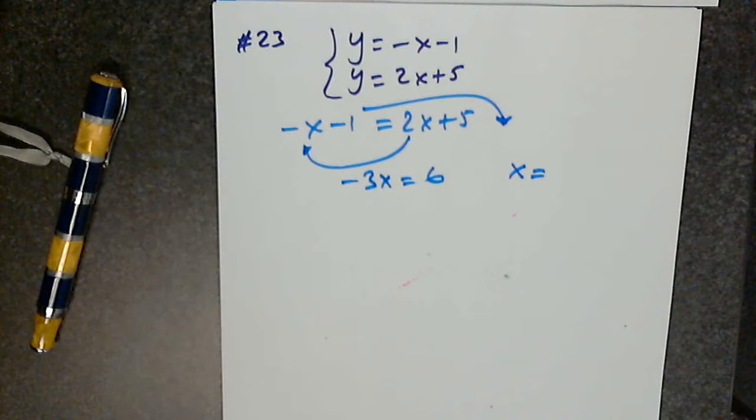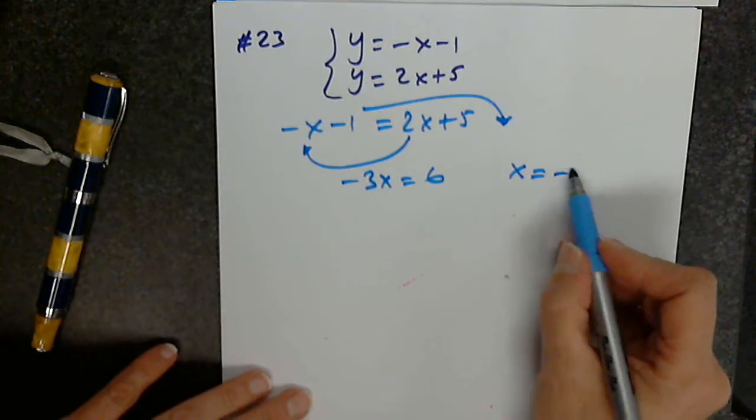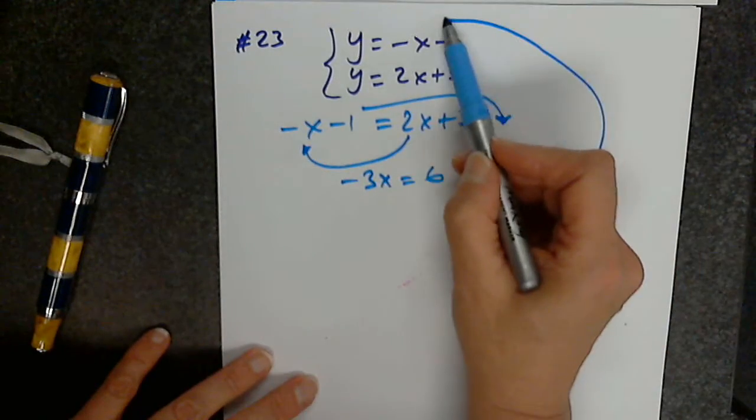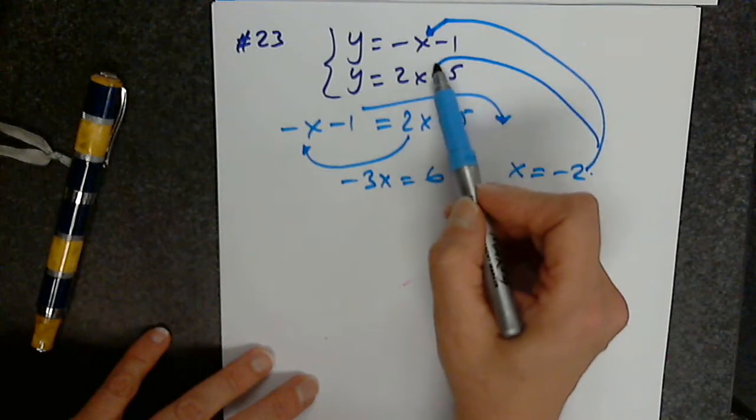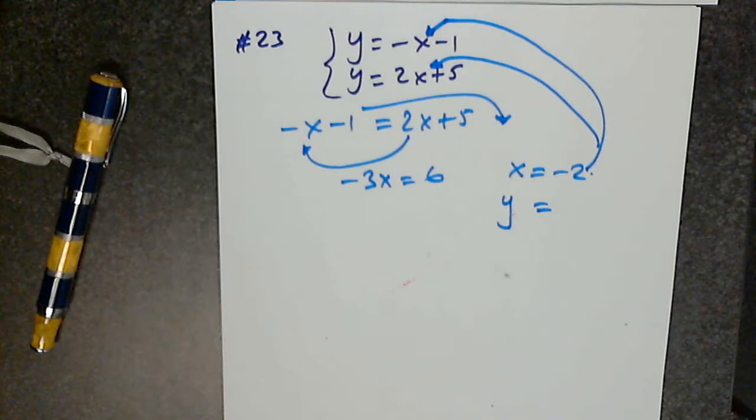I subtract 2x from both sides. I get negative 3x. I add 1 to both sides and I get 6. So then x equals, careful, negative 2. Now let's go back and replace it here. Or here, it doesn't matter. Go anywhere you want and just give me y. And then we'll check.